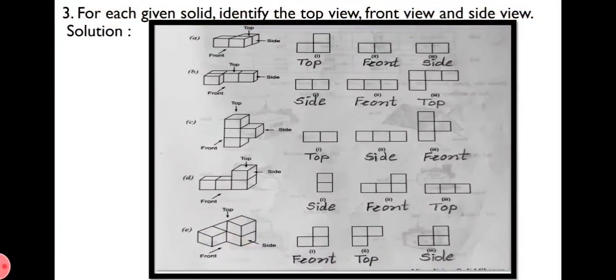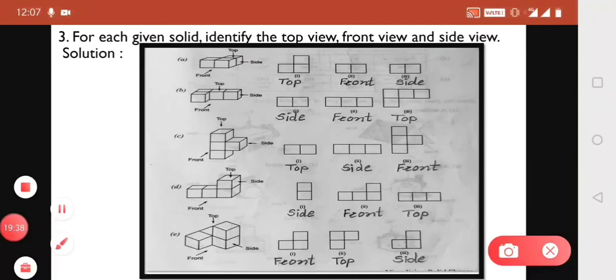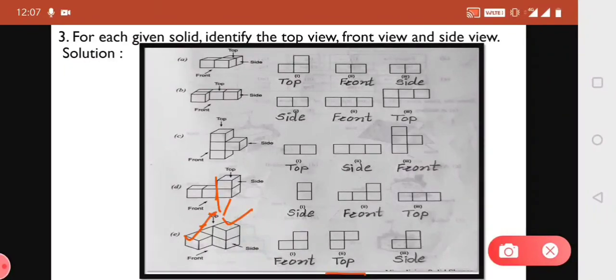Then next, again three square faces are given. So you can see that it is a top view, because when we look from this top side, you can see this face and one face behind. That is three faces. So this is the top view.